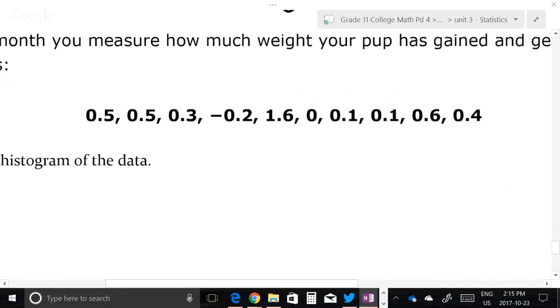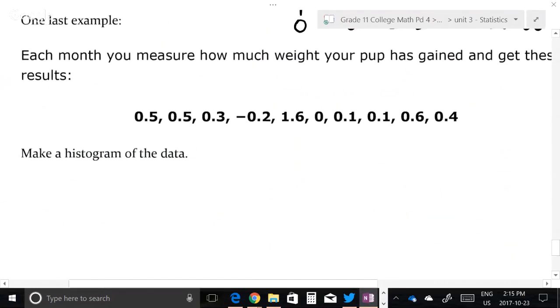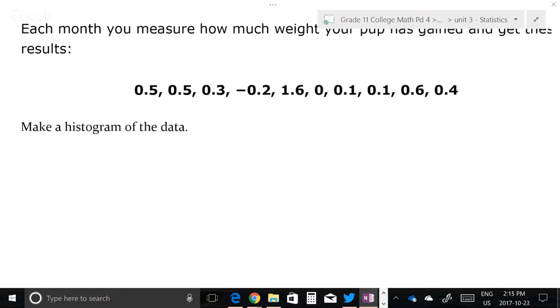There's a negative. Is that allowed? Yeah, it means the dog lost some weight. 0.2 kilograms specifically. So here, the last couple examples, the bins were really obvious. Here, how low down do we have to go? The negative. Yeah, all the way. Our lowest number is negative 0.2, and our biggest number is 0.6. Oh, and we got a 1.6. We got one big month in there.